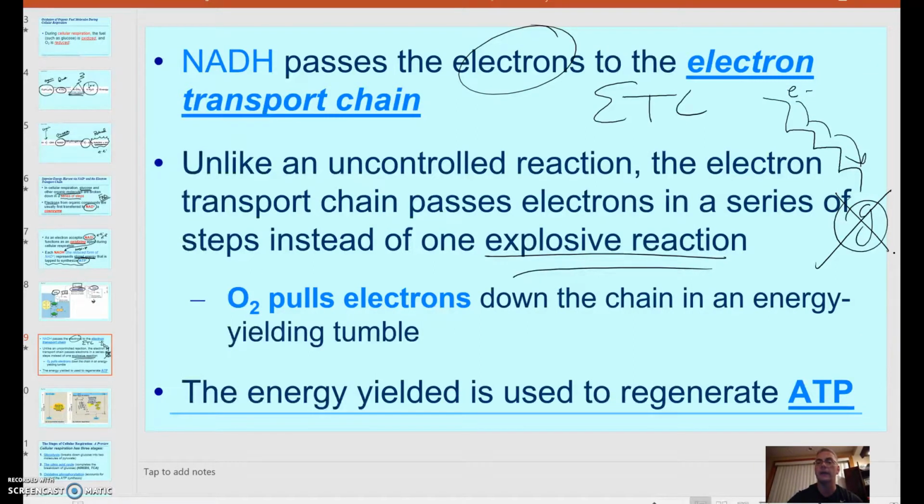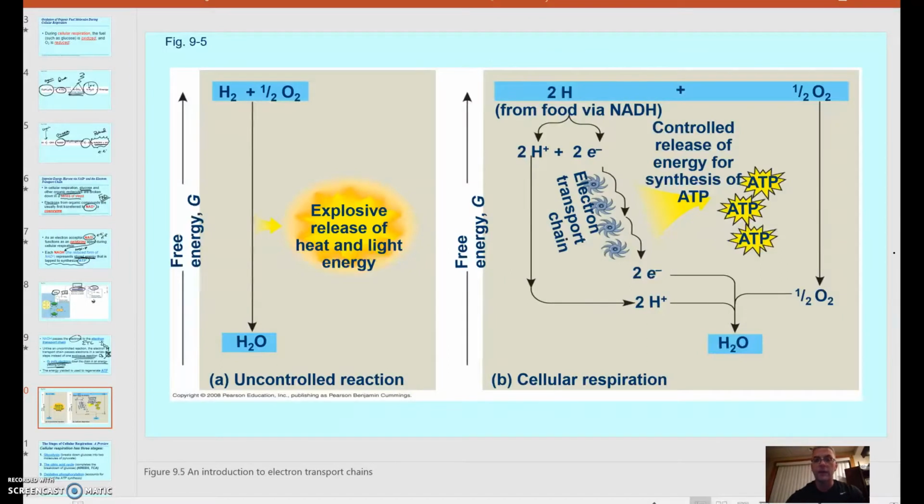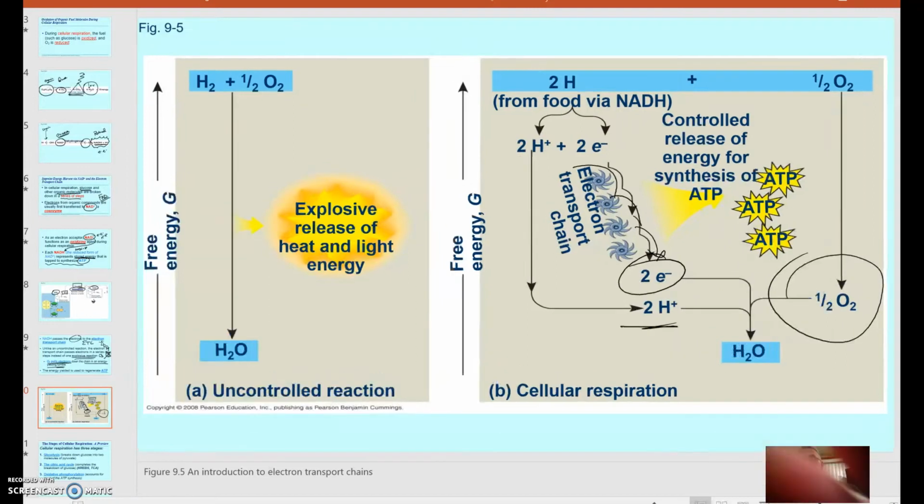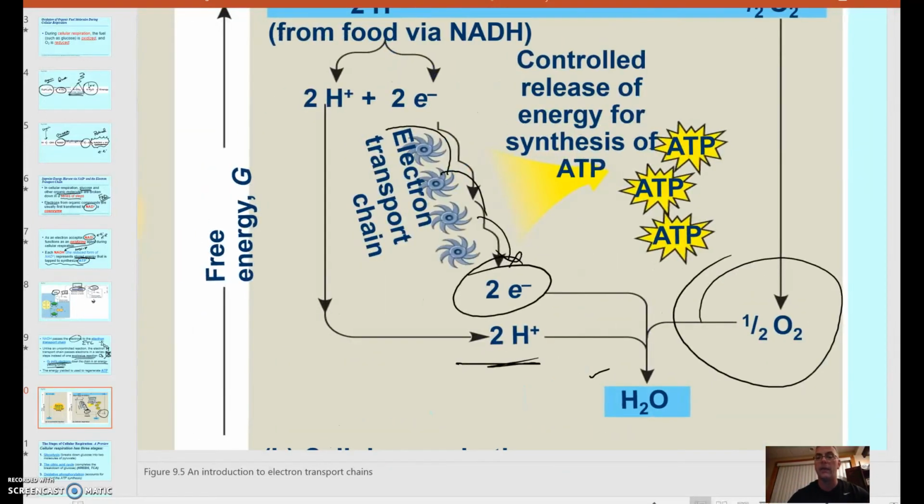What we have to have is a strong oxidizer. So when we say oxygen pulls electrons down the chain in this energy yielding tumble, sort of like what we see right here, this electron transport chain is being driven ultimately by redox reactions. That's why we talk about it being so critical. And when that oxygen is eventually picking up the electrons and the hydrogens, like we see right here, we end up with something that is now reduced.